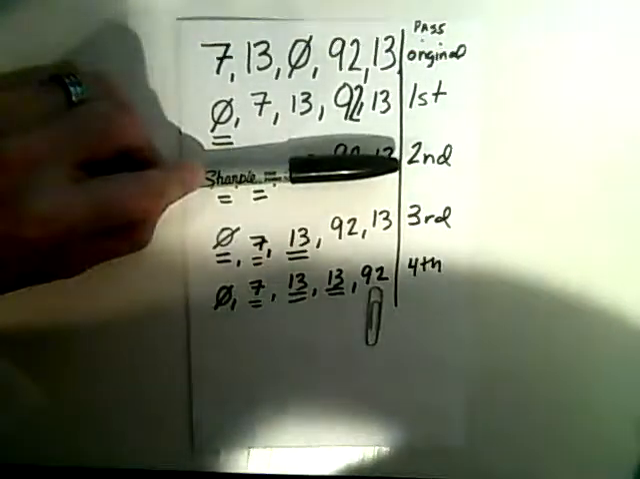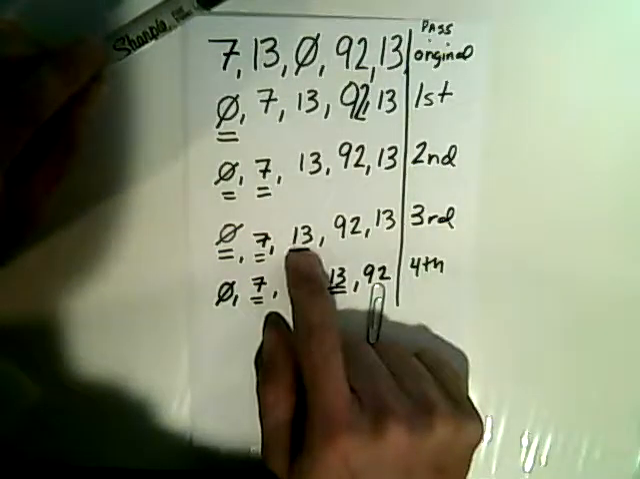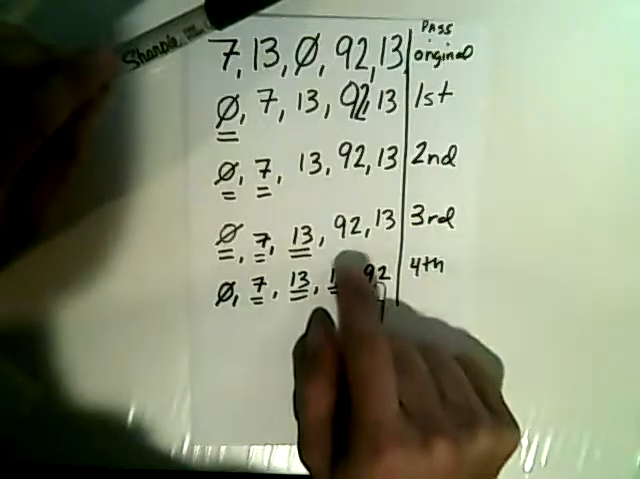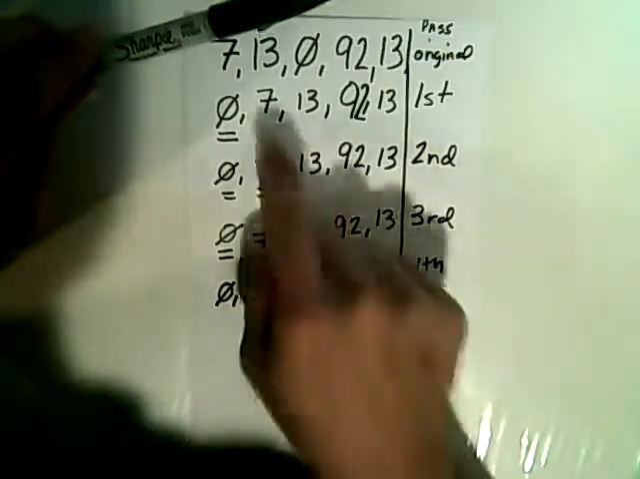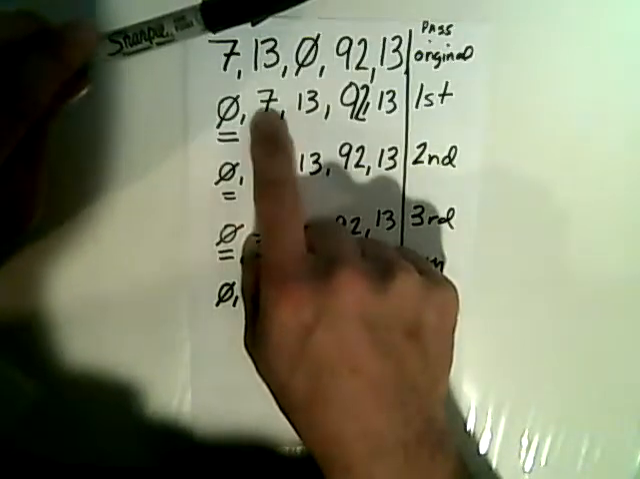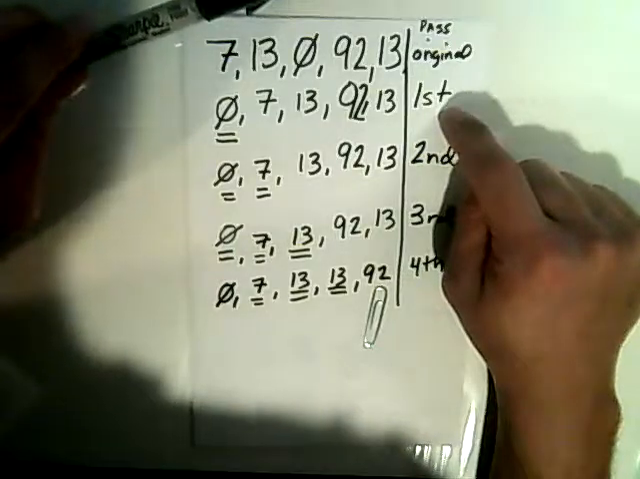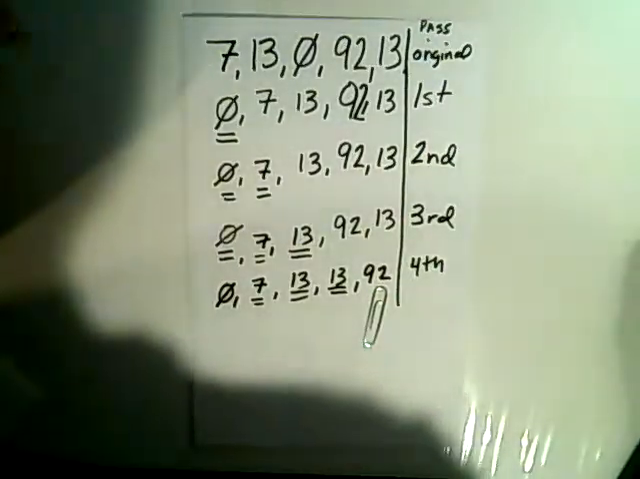Or we might ask you during which pass does 7 get moved to the second position? You would have to be able to identify that it's during the first pass, right? So those are just things that you need to be familiar with so that you can prove you understand the selection sort algorithm.